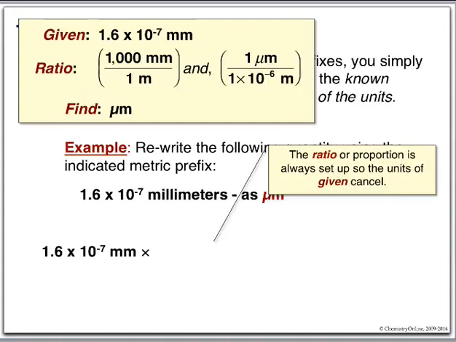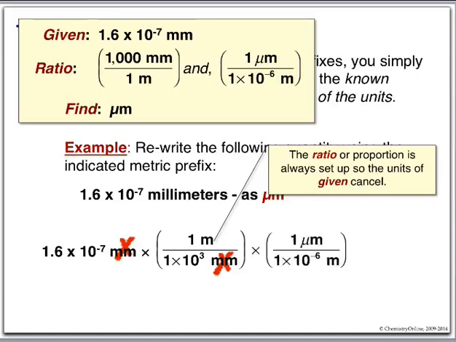We need a ratio here for millimeters. And millimeter must be in the denominator. So this ratio here works. Now, if you look here, millimeters are going to cancel, aren't they? This lump, after we do the cancellation, is now the new given. And what are the units of our new given? Meter. That means our next ratio must have meter in the denominator. This one works. Our meters here are going to cancel, and we're left only with micrometers.